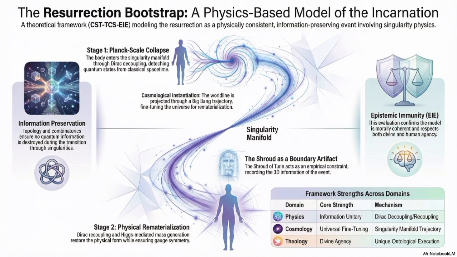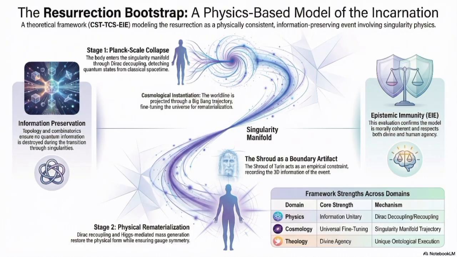That brings us to stage 2, which is rematerialization. How does the body come back without just being a ghost or like a glitch? If stage 1 is Dirac decoupling, stage 2 is Dirac recoupling. The preserved quantum states protected by that mathematical spline are reintegrated back into local spacetime.